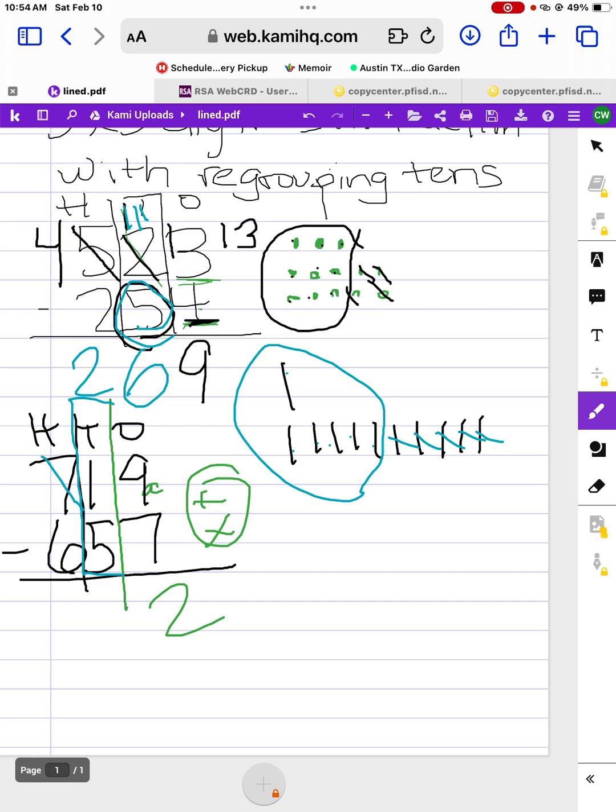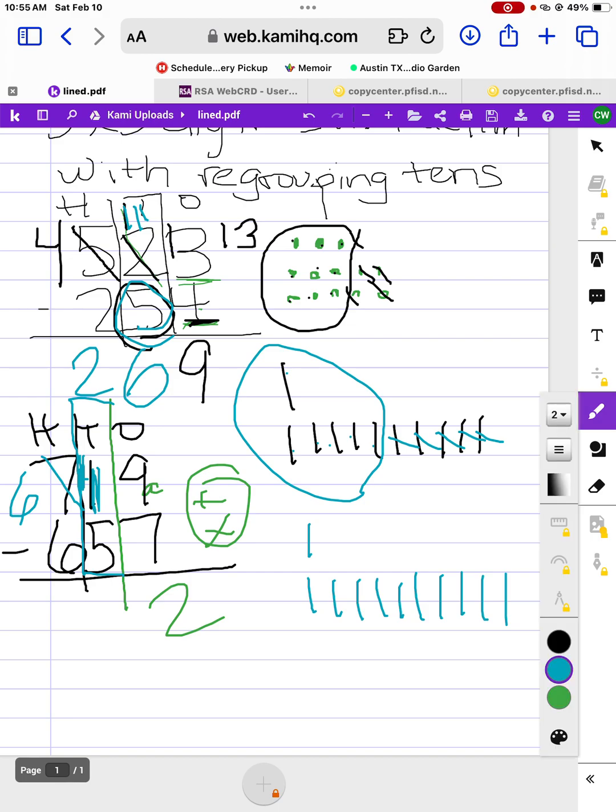So since I'm taking 100 away, that 7 turns into a 6. And then I bring it over here to the tens, and that becomes an 11. And I'm sorry that's not very clear, but it becomes an 11. Okay? So I have 11 tens minus 5 tens. So I started off with 1. Then I borrowed 10. 1, 2, 3, 4, 5, 6, 7, 8, 9, 10. Okay? That means I have 11 total.